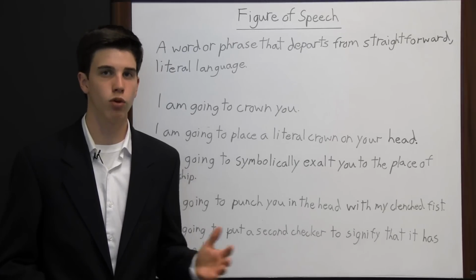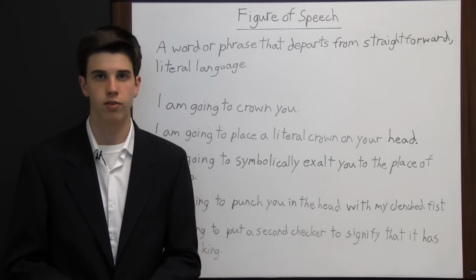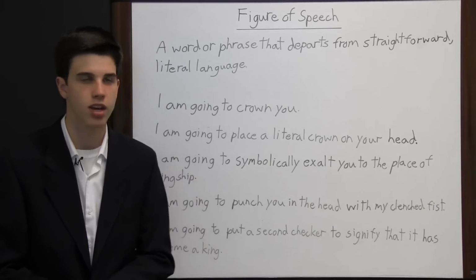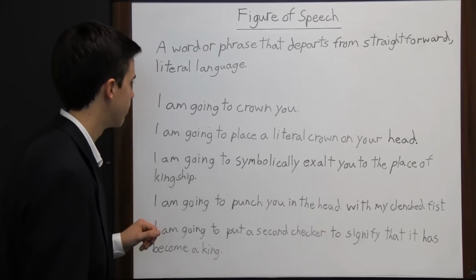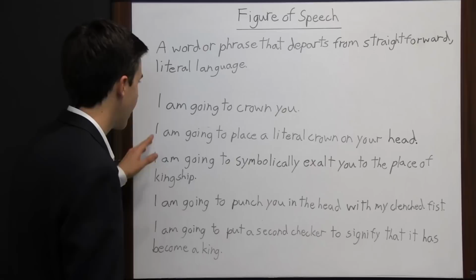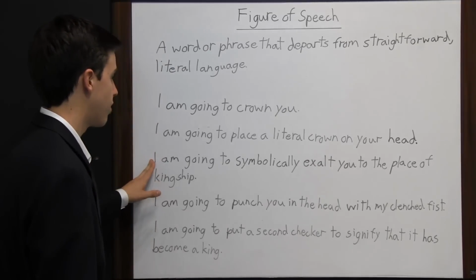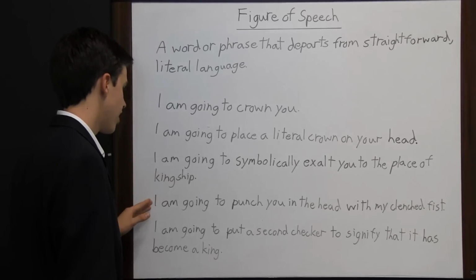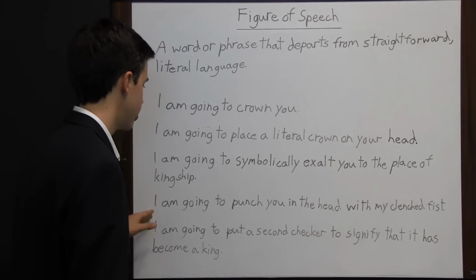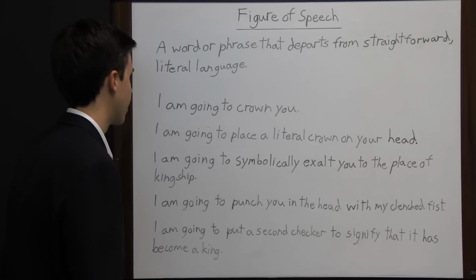Instead, the definition of the word used in a figure of speech is drawn from the text around the word, the context it's used in, basically. Look at this sentence, I'm going to crown you. I'm going to crown you could have four different possible meanings. It could mean I'm going to place a literal crown on your head. It could mean I'm going to symbolically exalt you to the place of kingship. I'm going to punch you in the head with my clenched fist. I'm going to put a second checker to signify that it has become a king.